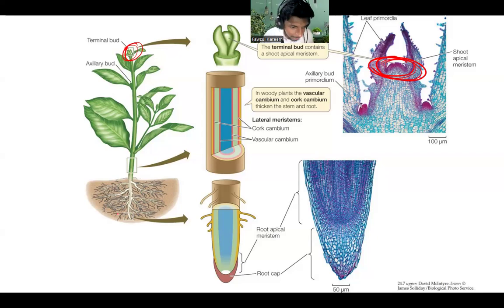And here at the tip of the root, I already explained this, right? At the tip of the root, you can see the meristematic tissue. These meristematic tissues produce new cells. Then what will happen to the length of the root? It will increase. The height of the root and the height of the stem will increase because of the activity of the meristematic tissues.